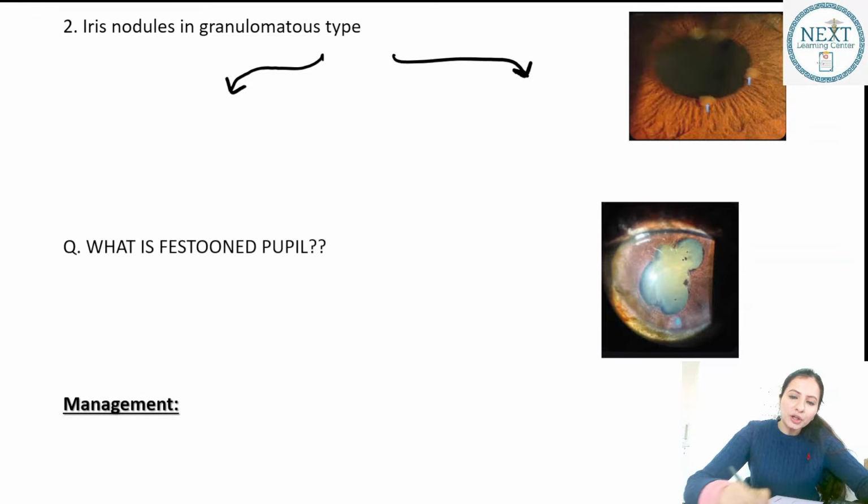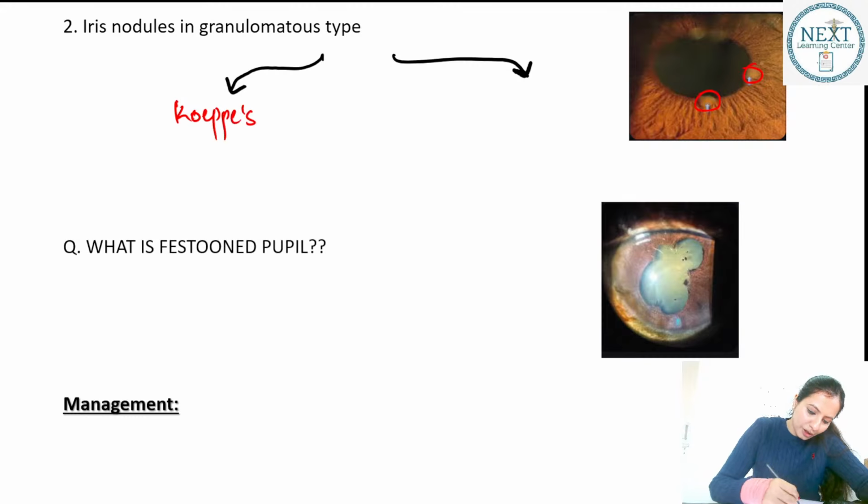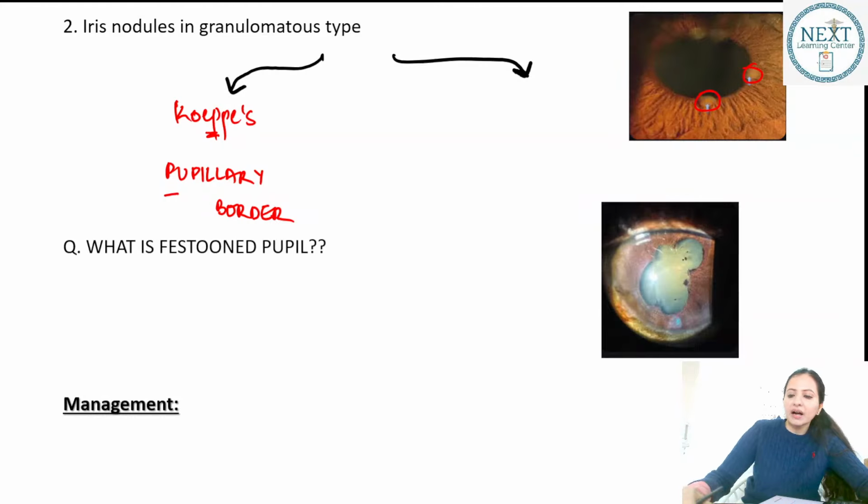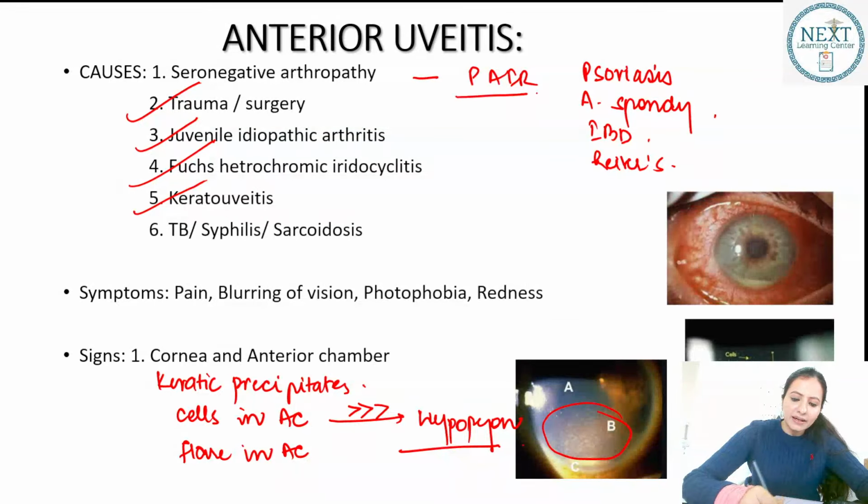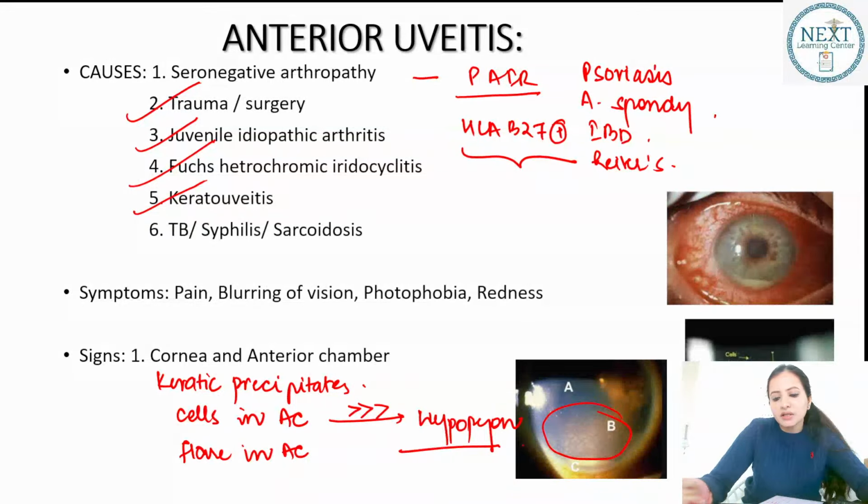Then moving on to other signs, you can get iris nodules. Iris nodules are of two types. It can be either Koeppe nodules. P in Koeppe, P is pupillary border. And the other is Busacca nodules, C should be the seronegative arthropathy. PEAR, it is HLA-B27 positive. So you either say HLA-B27 positivity or you say the seronegative arthropathies.